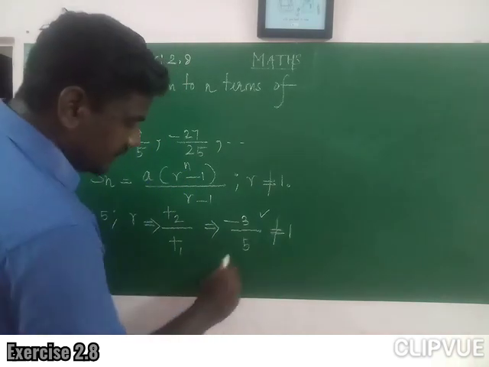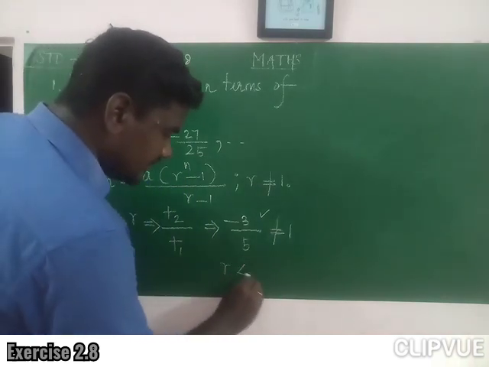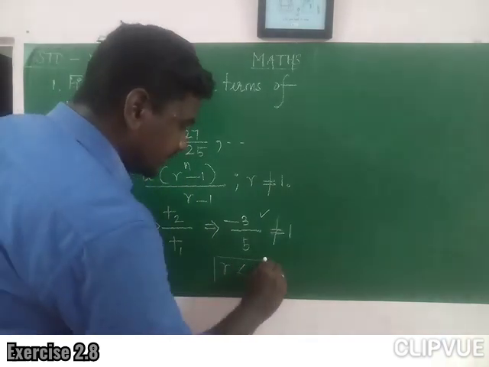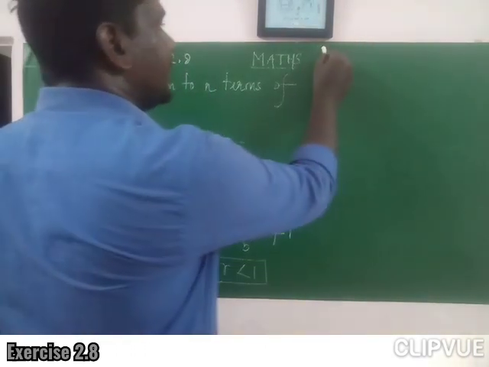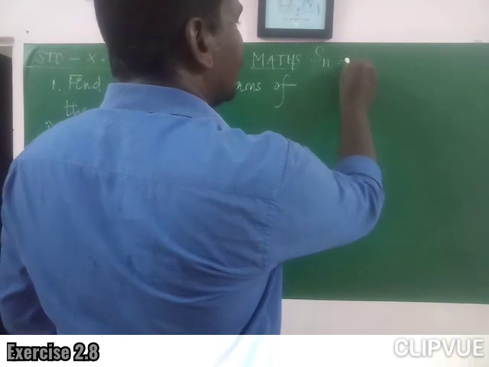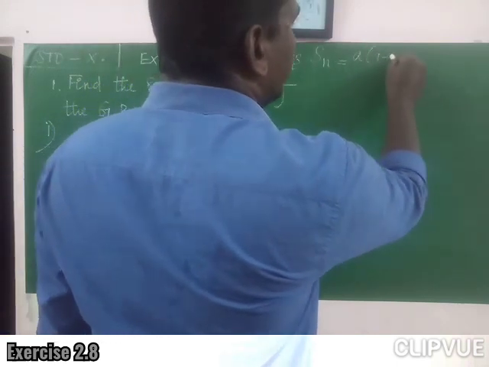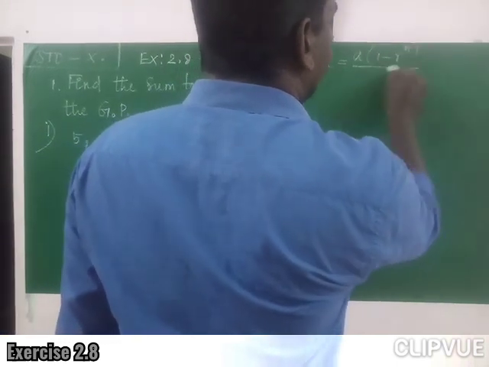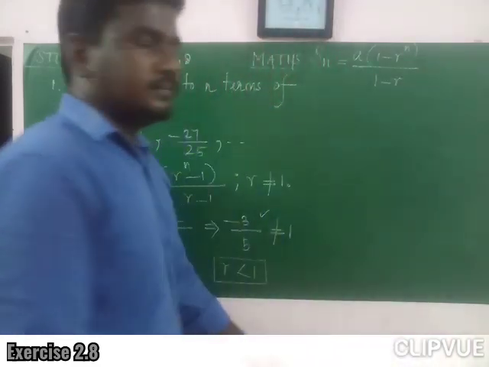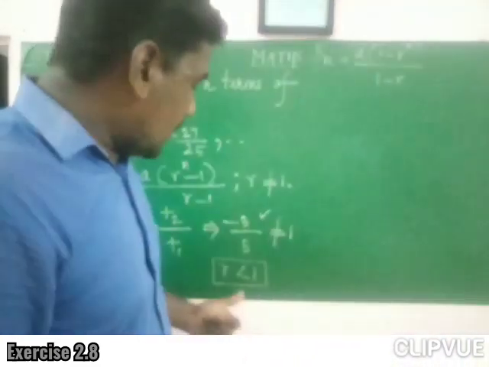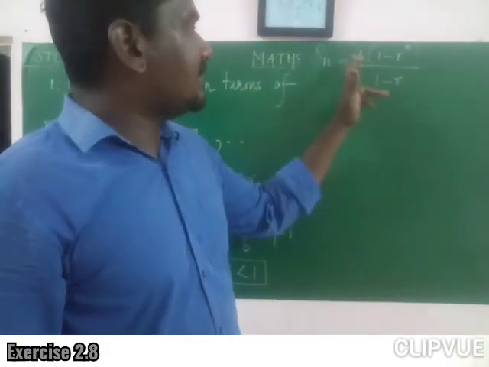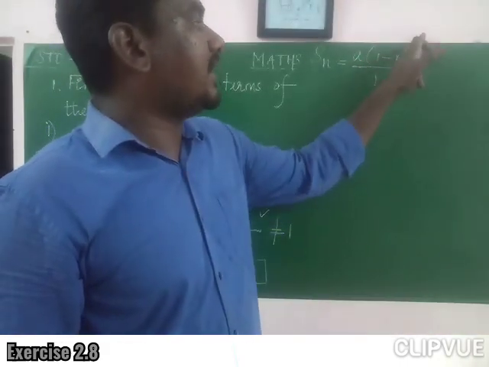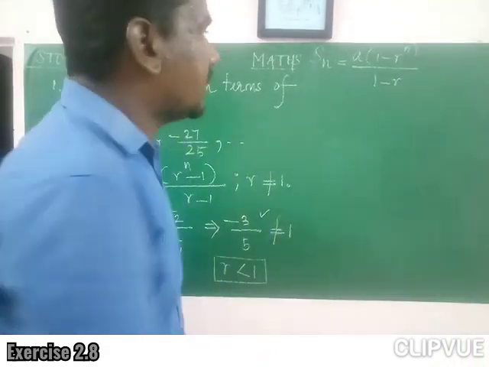One more important point, this r value is less than 1. If the r value is less than 1, we can rewrite the formula as A of 1 minus r power n divided by 1 minus r. It is very easy. If the R value is less than 1, the formula can be written as A of 1 minus R power n divided by 1 minus R. Okay.